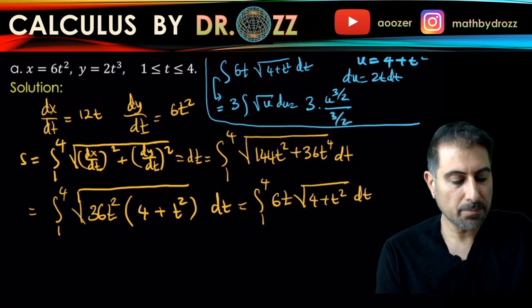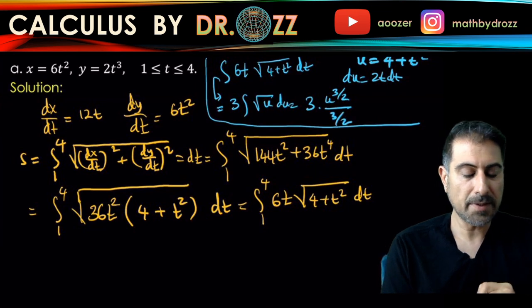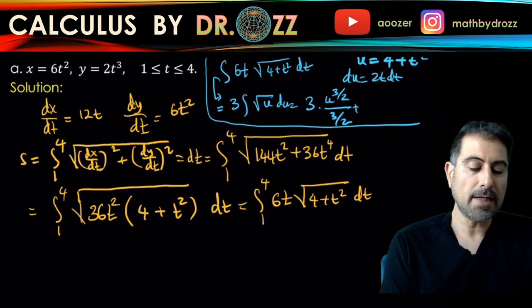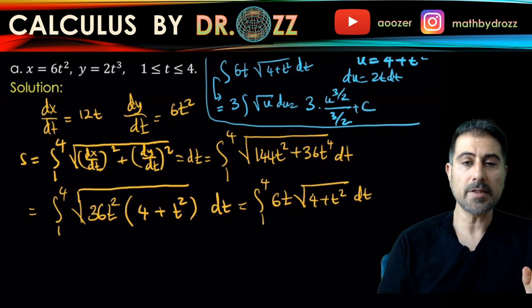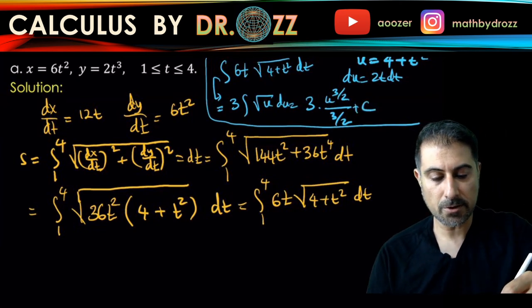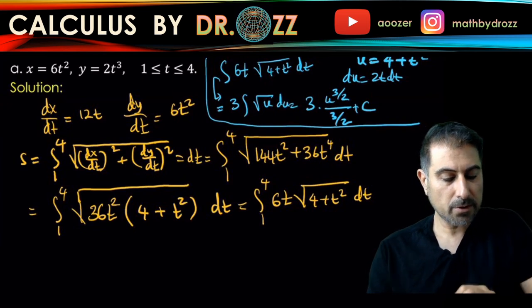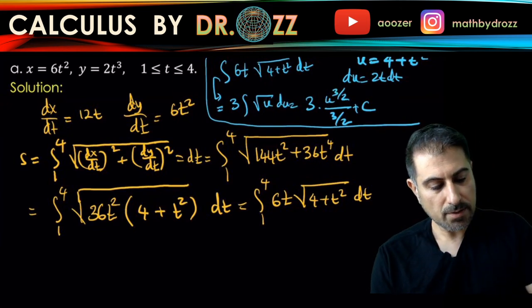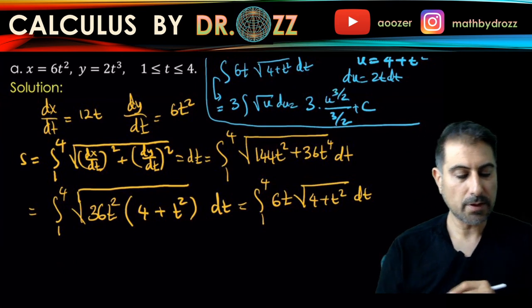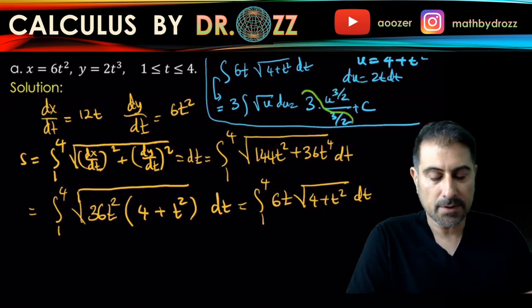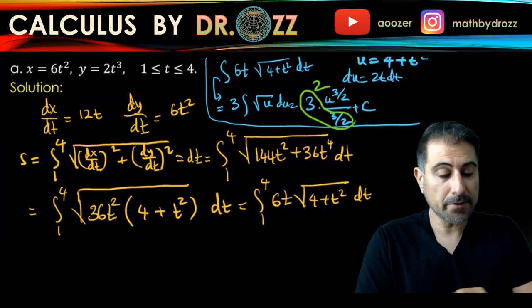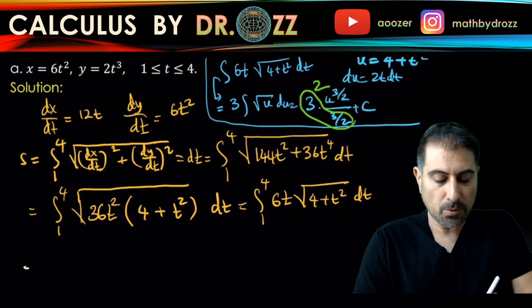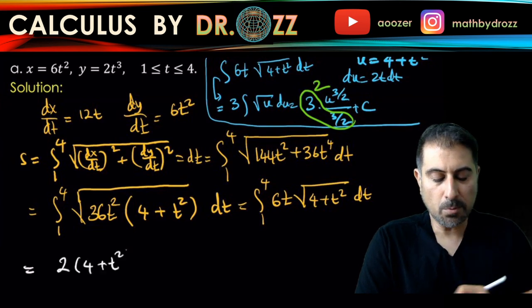So this becomes 2 times u to the 3/2, essentially, plus c. But I don't need the plus c part, because I'm doing the definite integration here. So let me continue with another color. This is equal to 2 times u to the 3/2. Now we can find the value of the definite integral: 2 times 4 plus t squared to the power of 3/2 from the lower limit 1 to the upper limit 4.